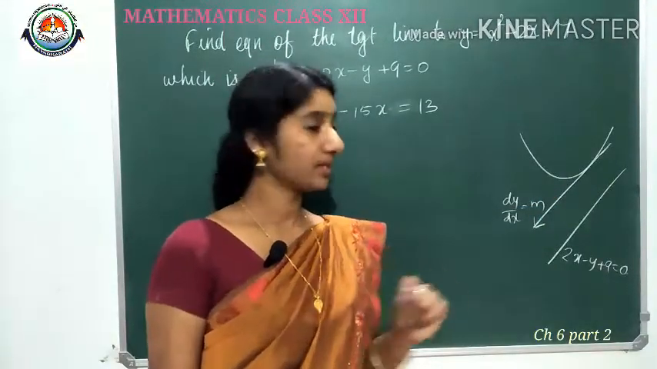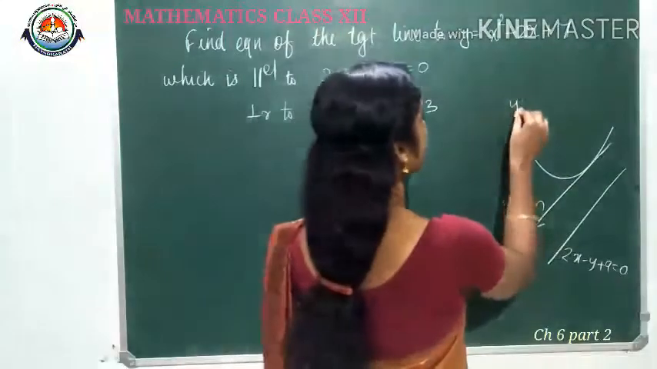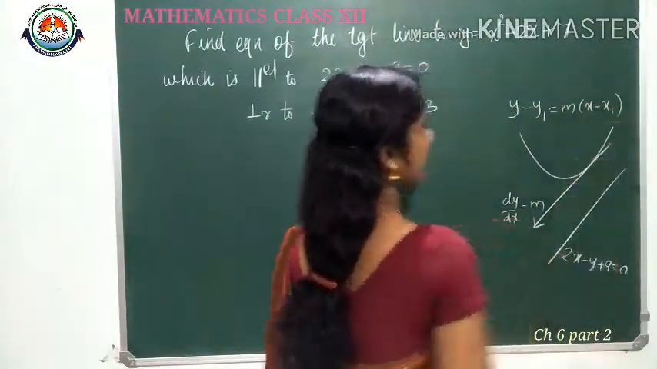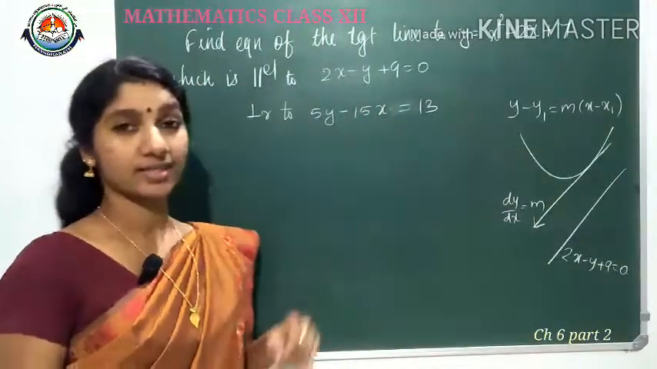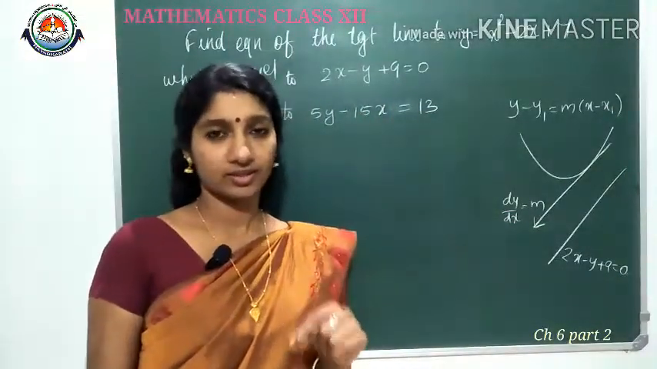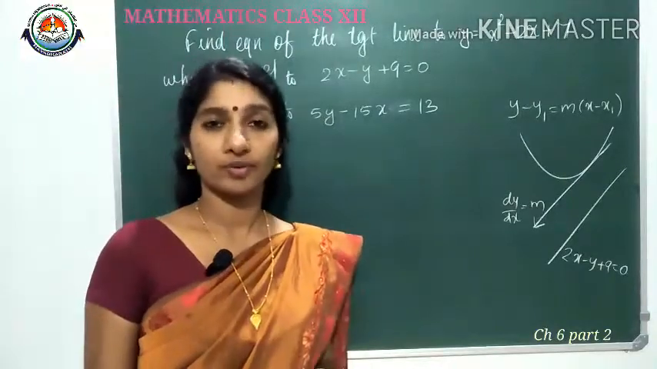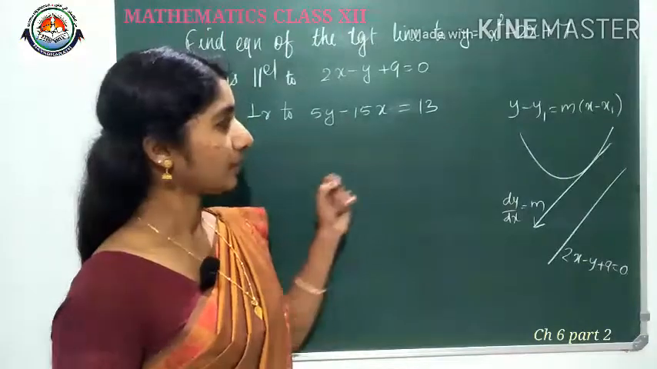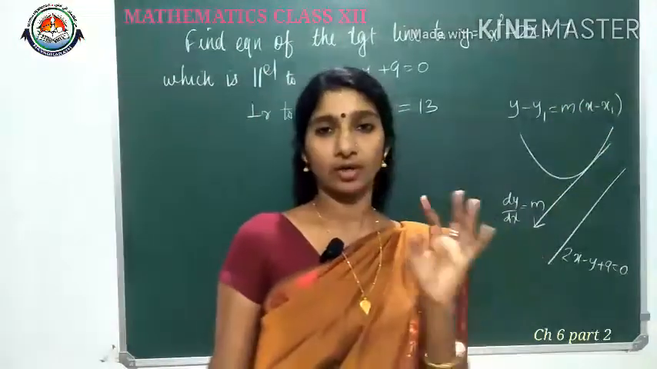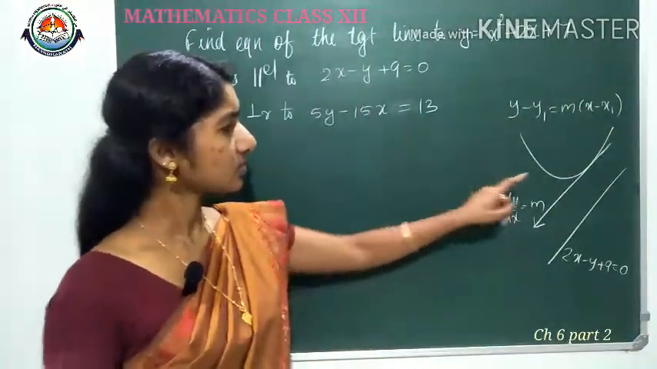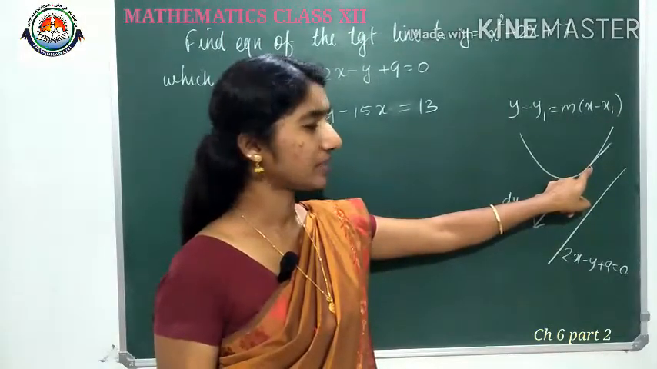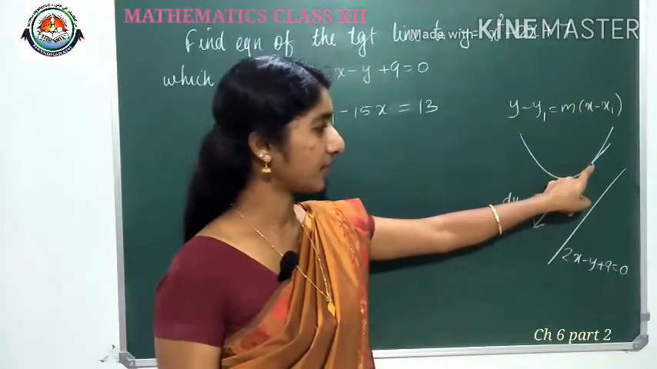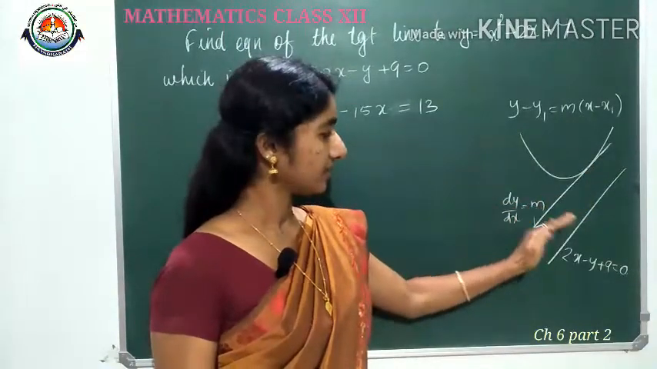Okay. For finding the equation of a straight line, we have the result y minus y1 is equal to m into x minus x1, where x1, y1 is the point at which we are drawing the tangent, and m is the slope of the straight line. So x1, y1 is any point on the straight line. Here it is not given at which point we need to draw this tangent. To find this point, the slopes are given.